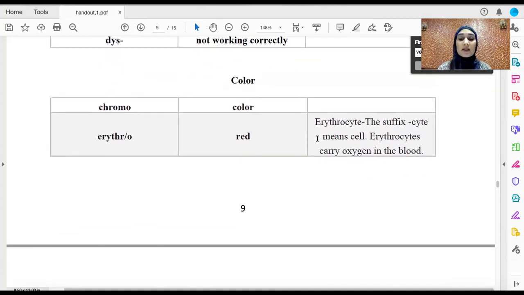Some prefixes refer to color, like chromo means color, and erythro means red. So when you say erythrocyte, cyte here means cell. Cyte means cell. So when we say erythrocytes, these are the red cells. This is the literal meaning: the red cells. They carry oxygen in the blood.